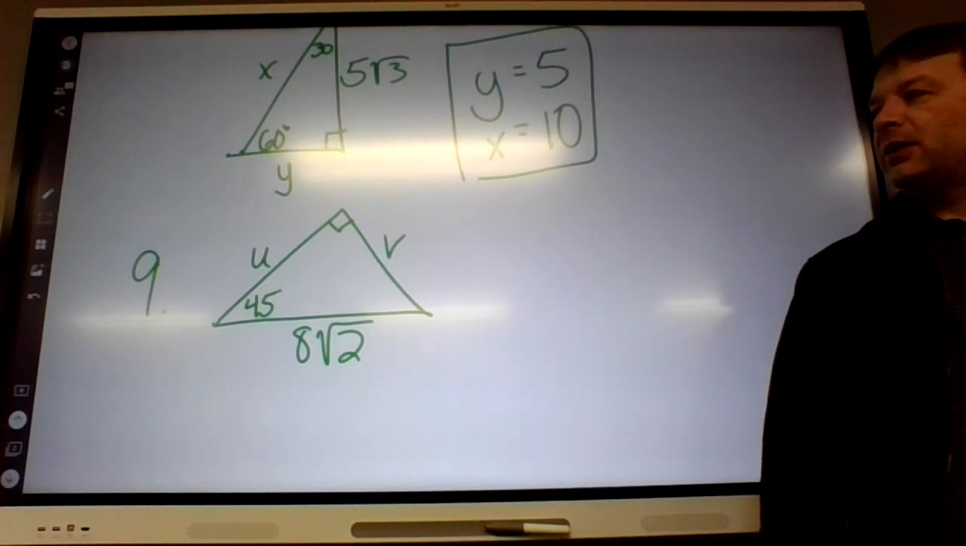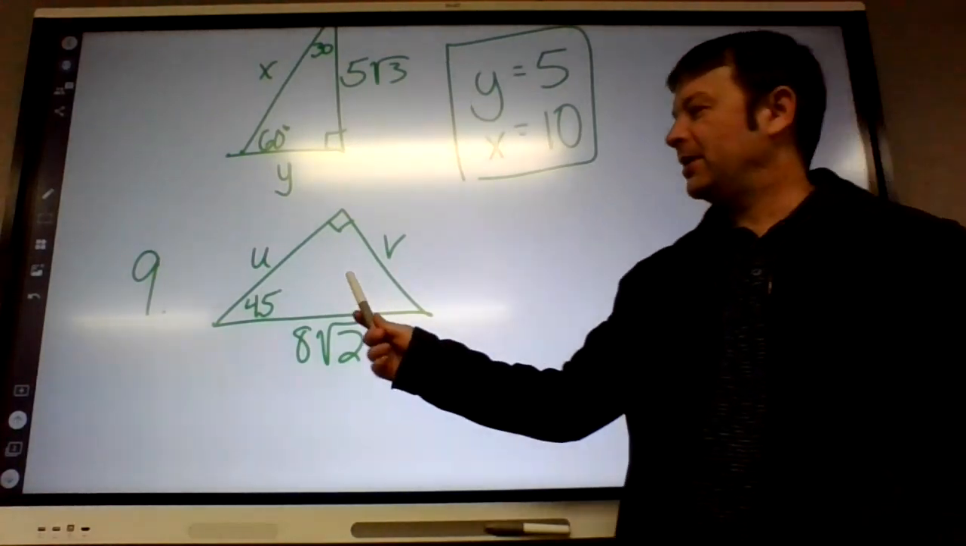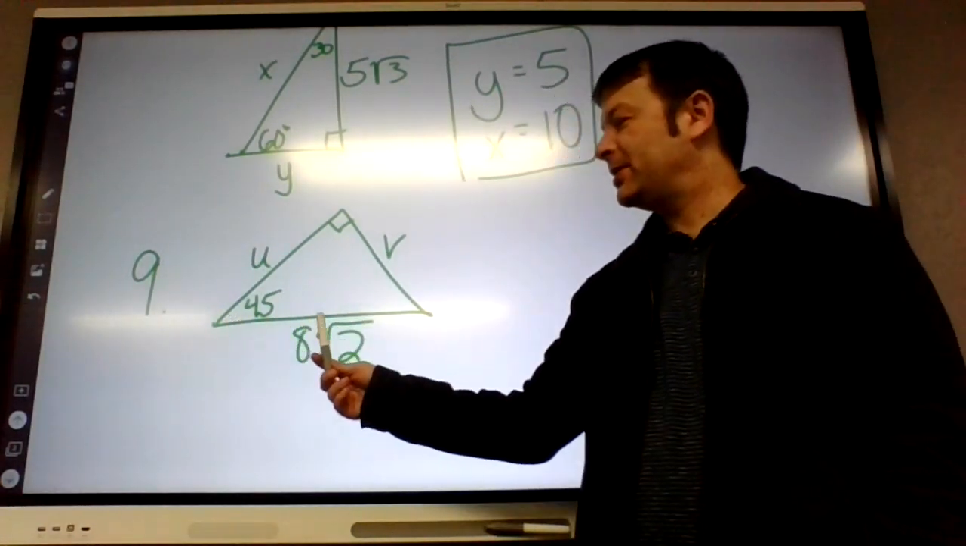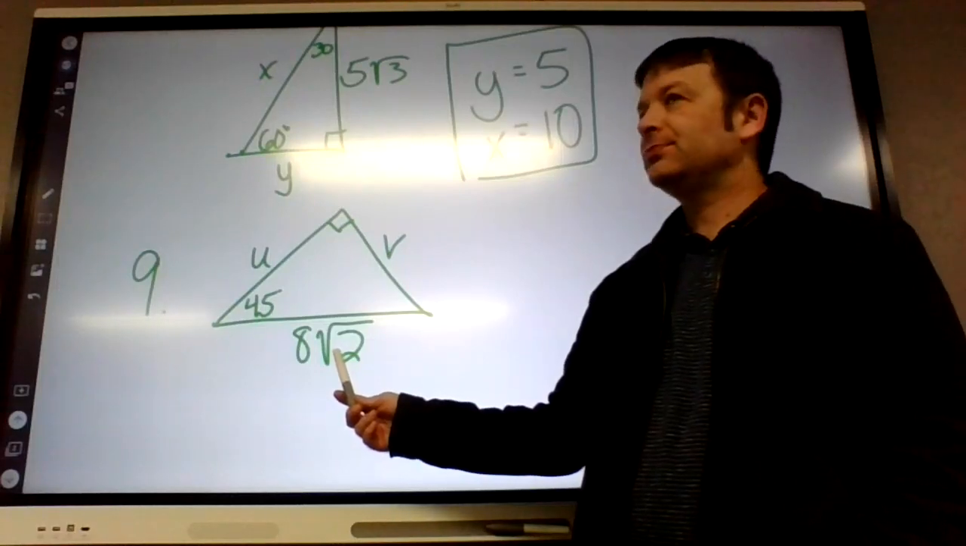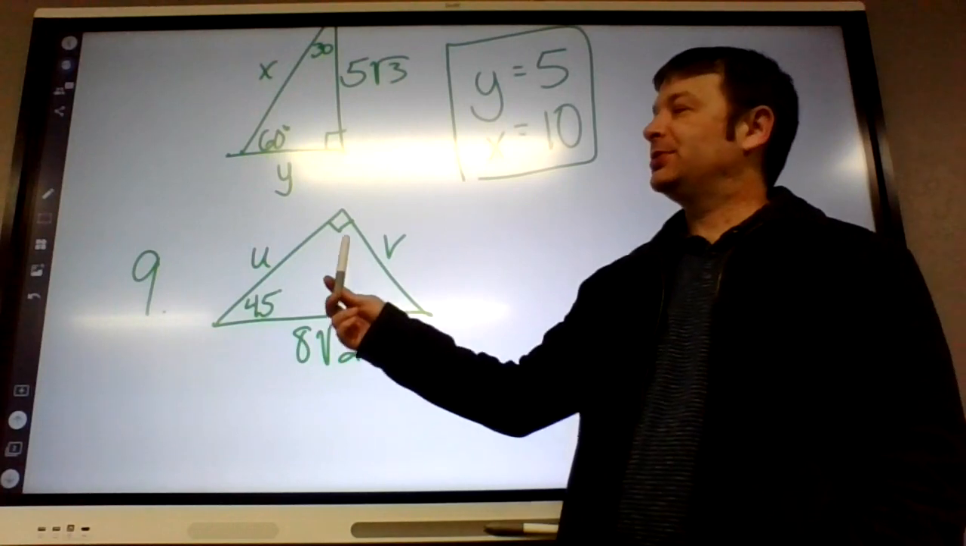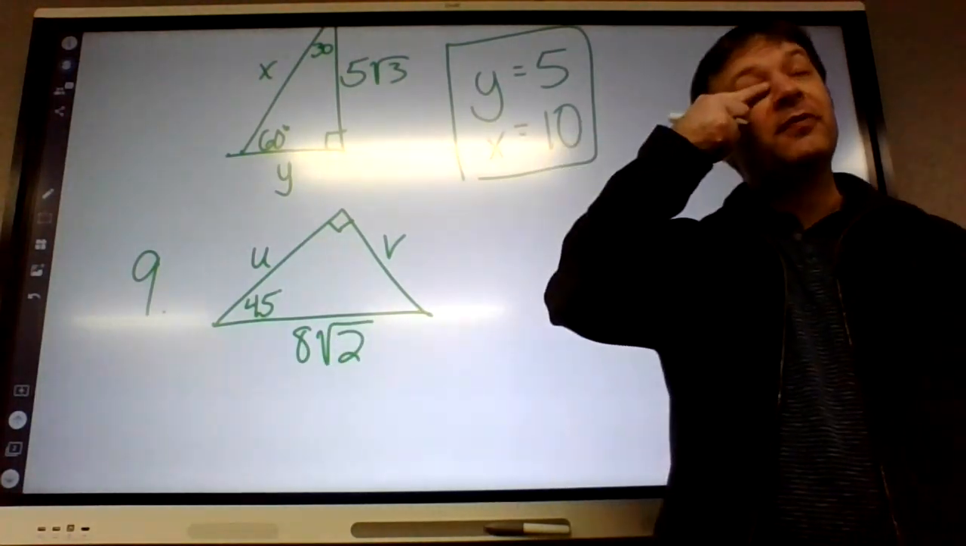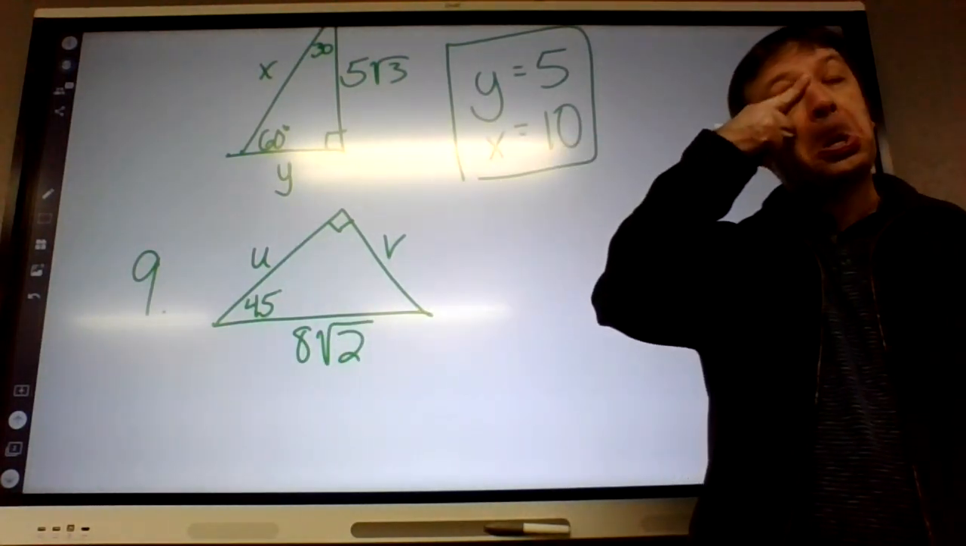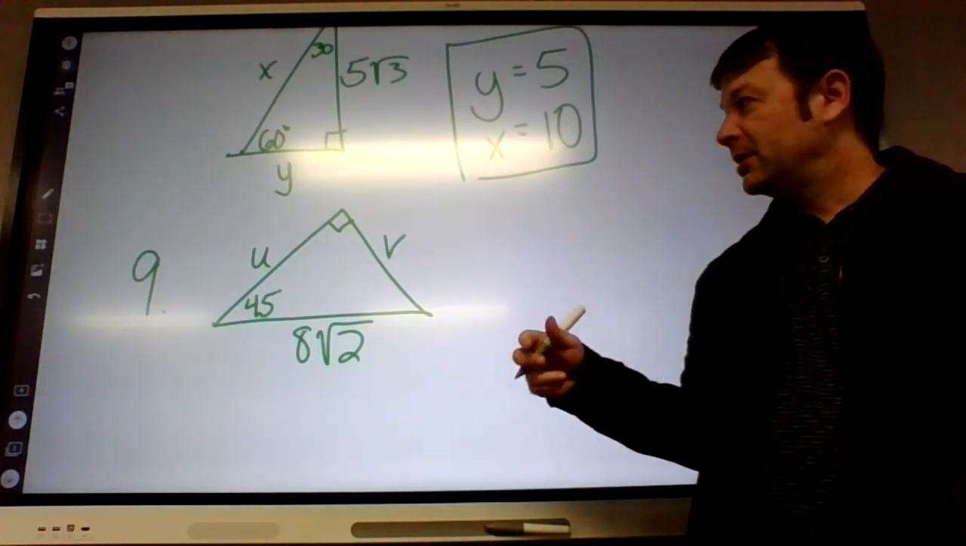Okay, on number 9, this side that they give us is the what? Hypotenuse. How do we go from the hypotenuse to a leg on a 45, 45, 90? You divide by square root of 2, so they're both 8.